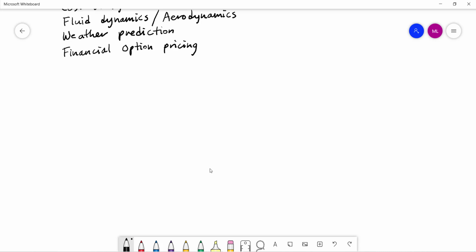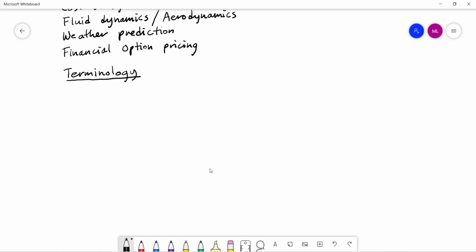So let me give you some terminology that we can use to describe differential equations. And once we have that terminology, we'll talk about what types of things we're going to deal with throughout the semester. So here's some important terminology that relates to differential equations.